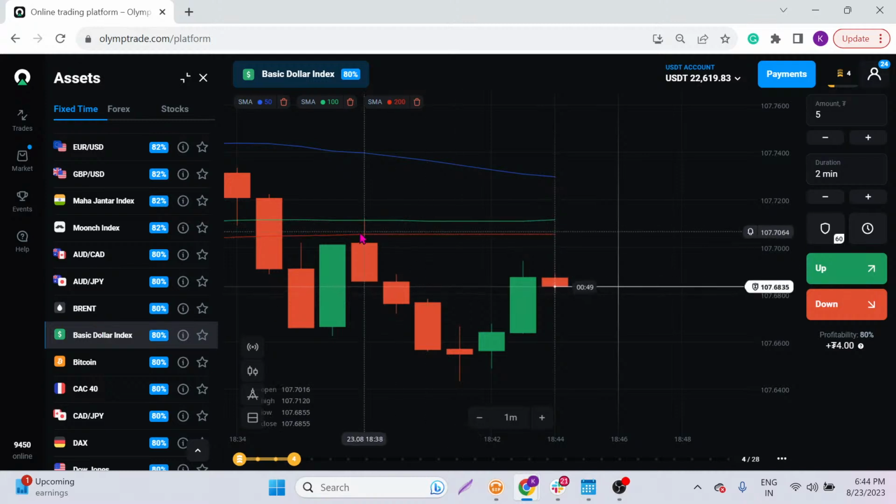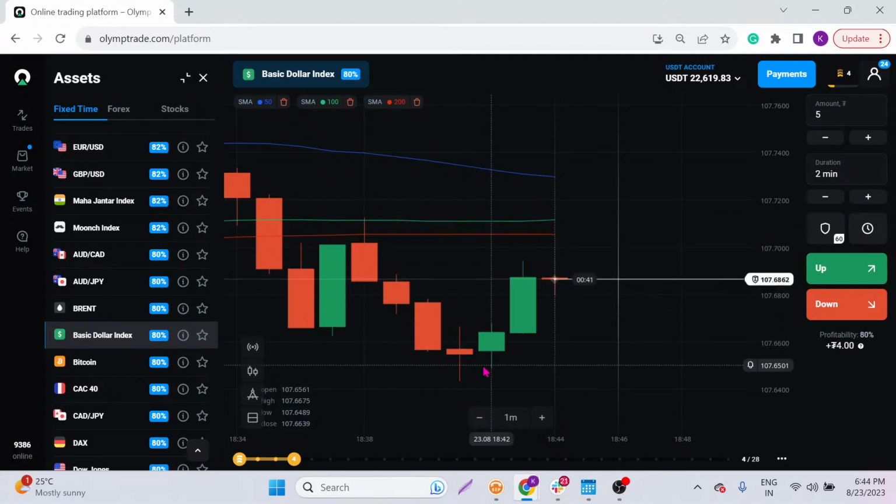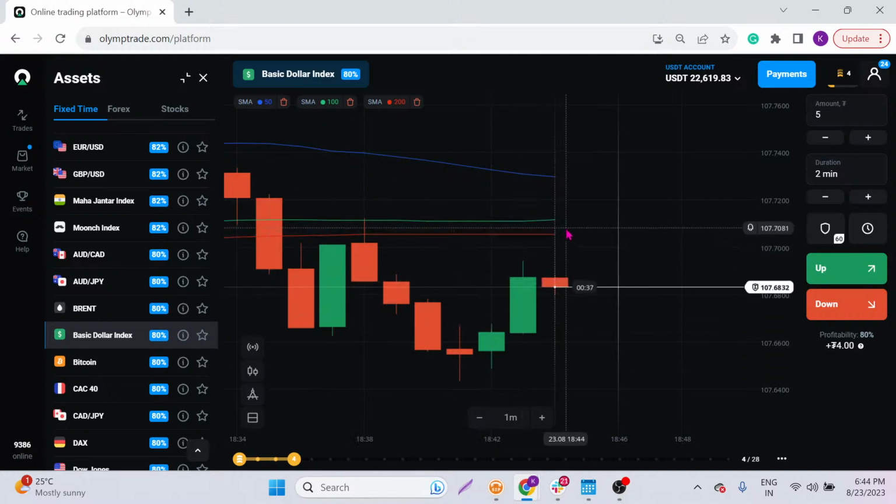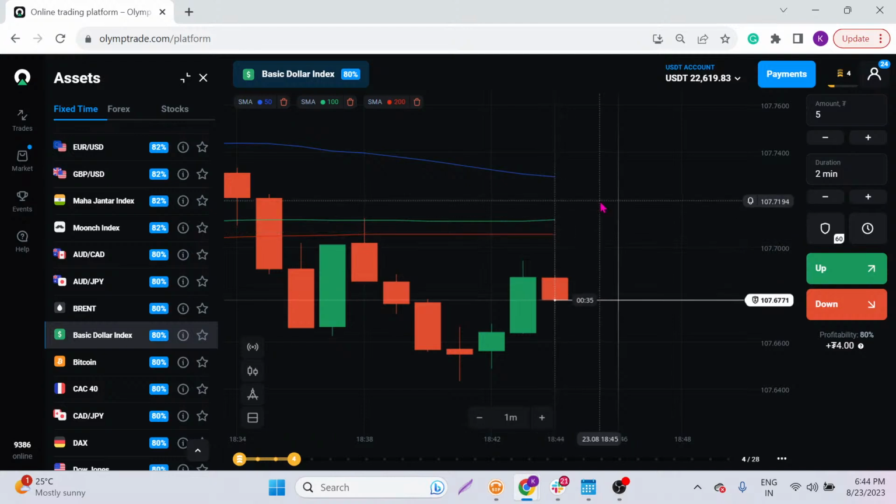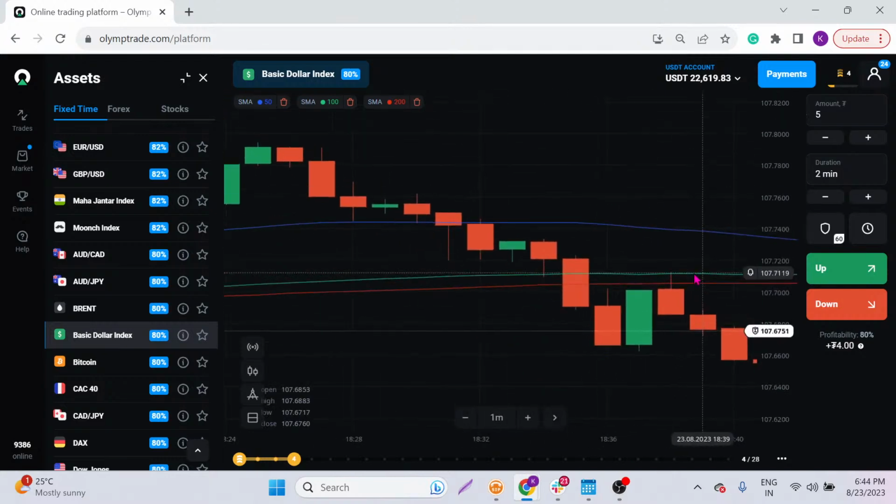Okay, so here you see the candle closed near SMA 200 and then it gave a reversal. If we made a trade here, it would have been a good chance. Now here it is again trying to rise. Once it rises, it crosses the 200, we can make an upward trade.